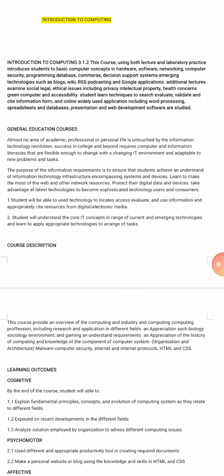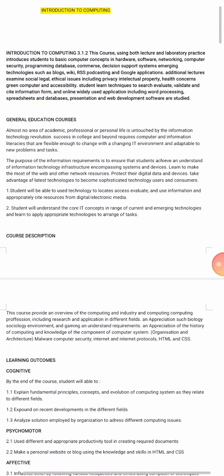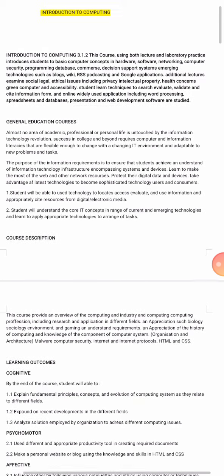The purpose of information requirements is to ensure that students achieve an understanding of information technology infrastructure encompassing systems and devices. Learn to make the most of the web and other network resources. Protect their digital data and devices. Take advantage of the latest technologies to become sophisticated technology users and consumers.